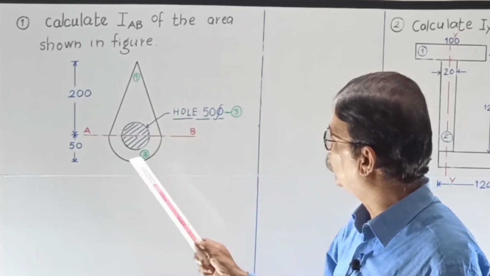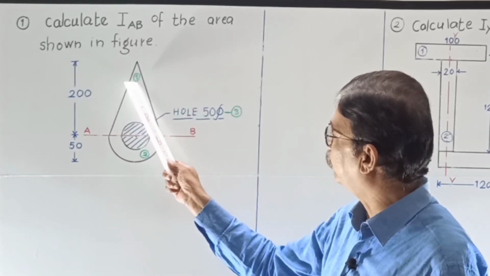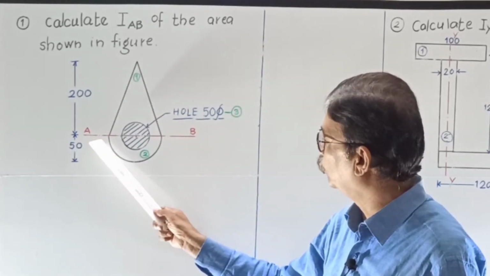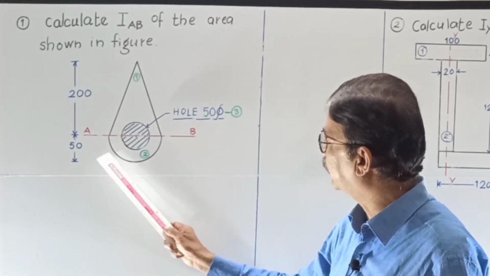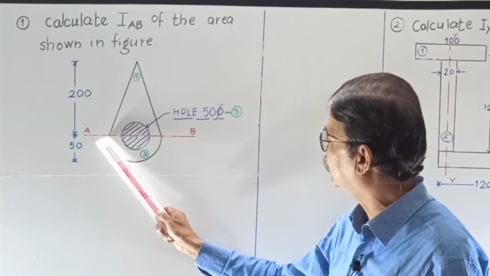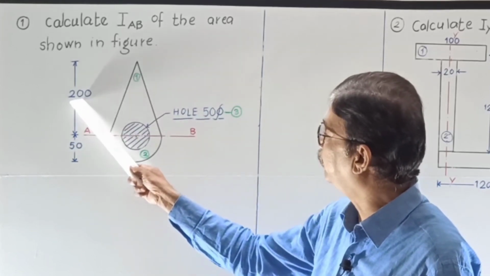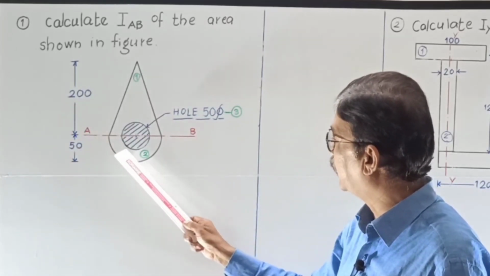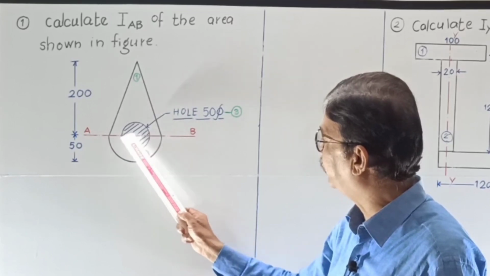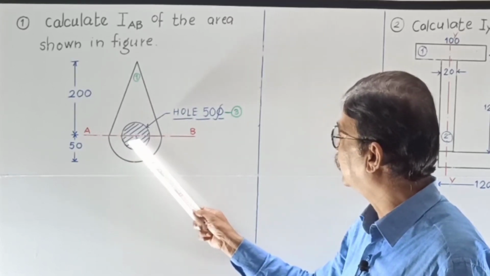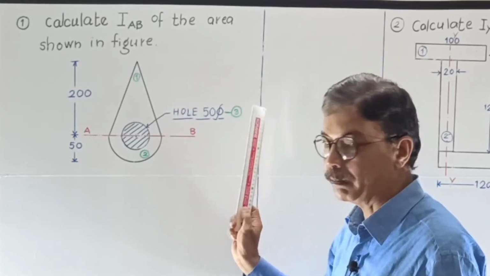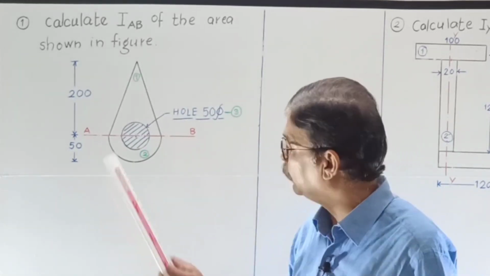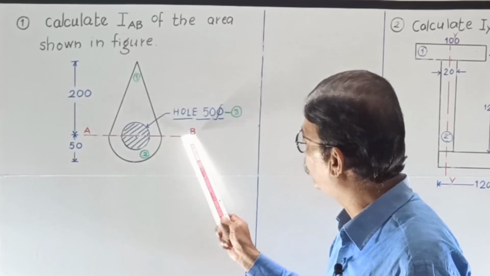So this area is shown which contains number 1, a triangle whose base is 100 mm. How is it 100? Because this 50 is the radius, so this will be 100, whose height will be 200 mm. Second part is a semicircle whose diameter is 100 mm, and third part is a hole cut whose diameter is 50 mm. Okay, we want to find out moment of inertia about AB.